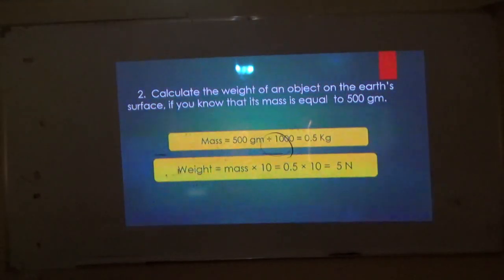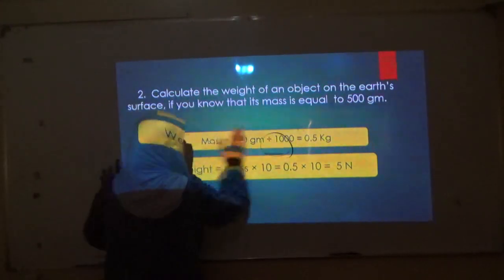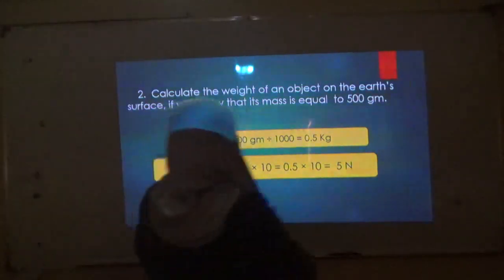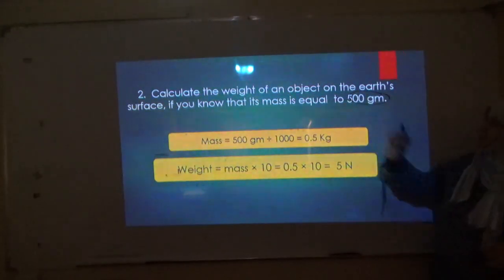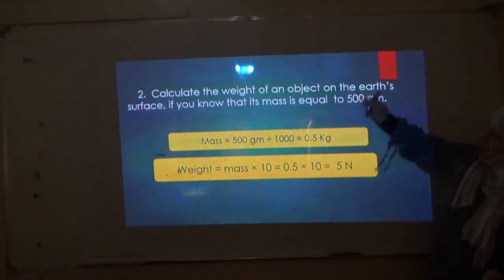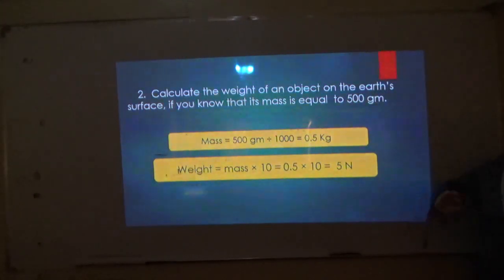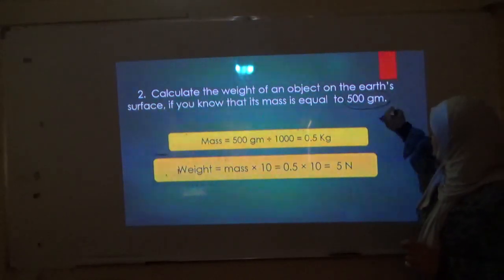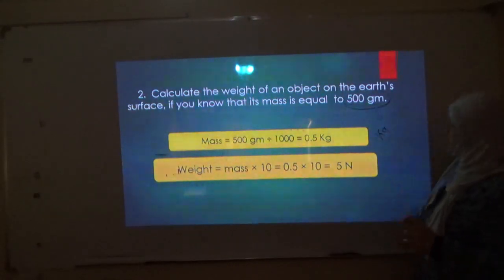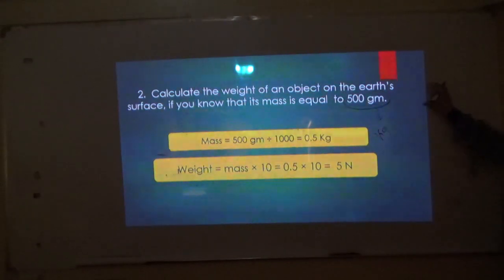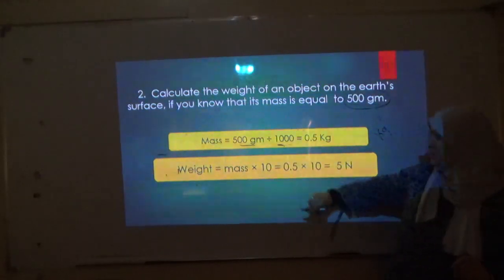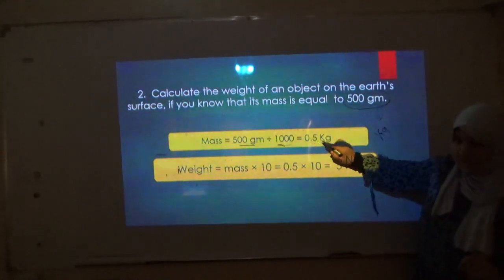Now to another question. We have an object on the surface of the earth whose mass is 500 grams. Now you cannot answer the question in one step. Before you apply the rule, you should change this unit into kilograms. How can I change from grams into kilograms? The value of mass, I mean 500 grams, will be divided by 1000. It will be 0.5 kilograms.